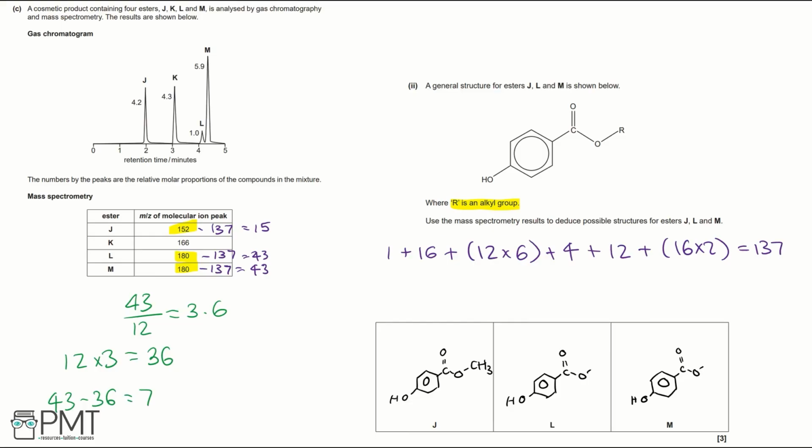So we can have just a long chain, so we can have CH2, CH2, CH3. This is going to give us 7 hydrogens and 3 carbons, so it equals 43. Or we can have CH and then CH3 brackets 2. This also gives us 7 hydrogens and 3 carbons. To get the 3 marks for this question, you get a mark for each correct structure for the esters. You can have L and M the other way round though.